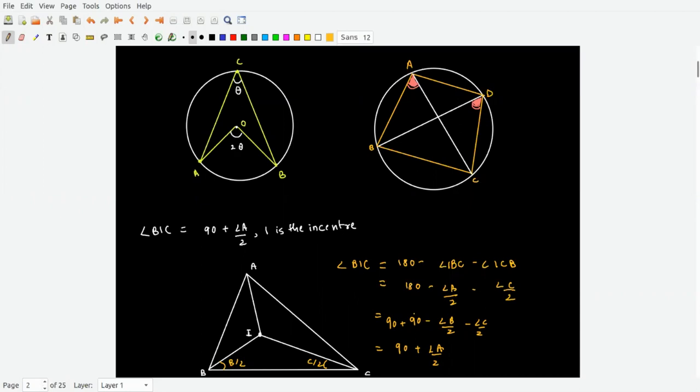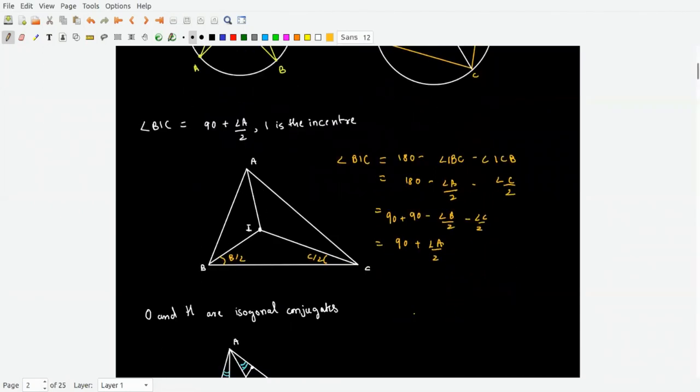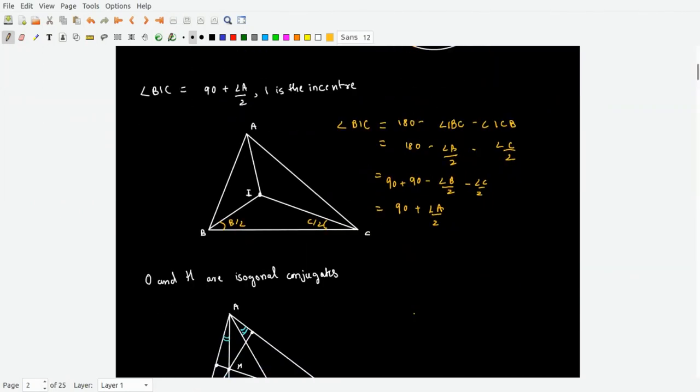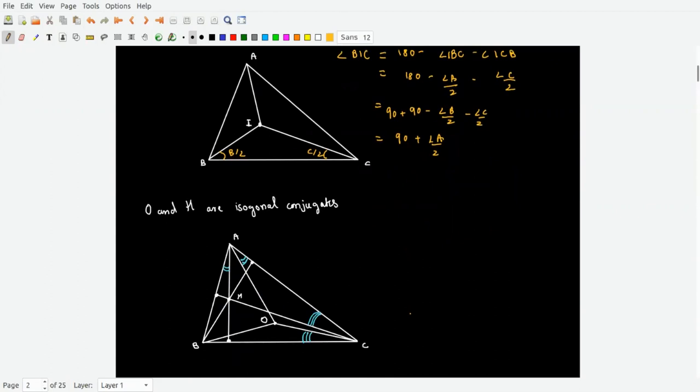Simple. Okay, so we're moving on to the next level. You have to show that O and H are isogonal conjugates. Yes, the spelling is correct, I'm pretty sure. So prove that O and H are isogonal conjugates.